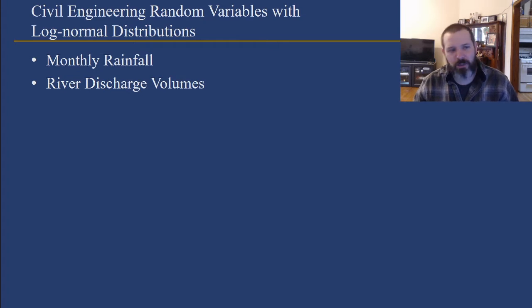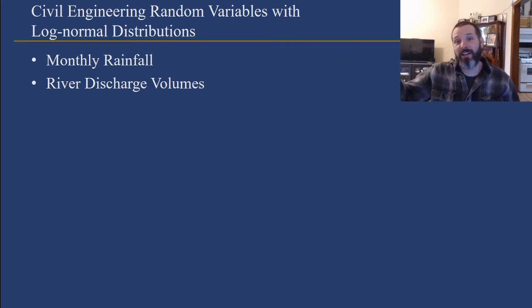So in terms of civil engineering, we use it to represent things like monthly rainfall or river discharge volumes. So you never have negative rainfall. You always have some value of positive rainfall. You either have rain or you have some amount of rain. You never have negative rain or water flying. Well, you do have water flying up into the sky in terms of evaporation, but you never have raindrops flying back up into the sky and turning into clouds.